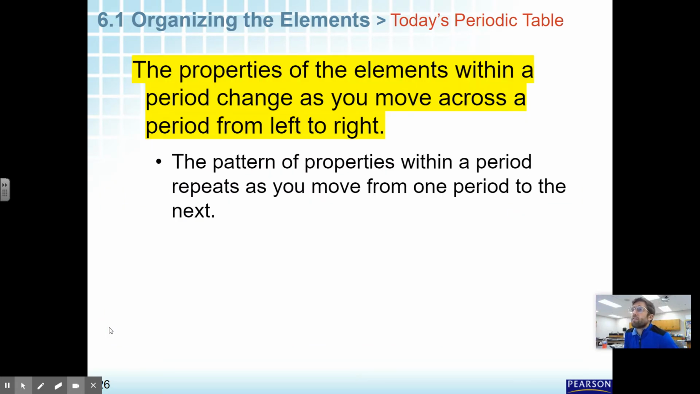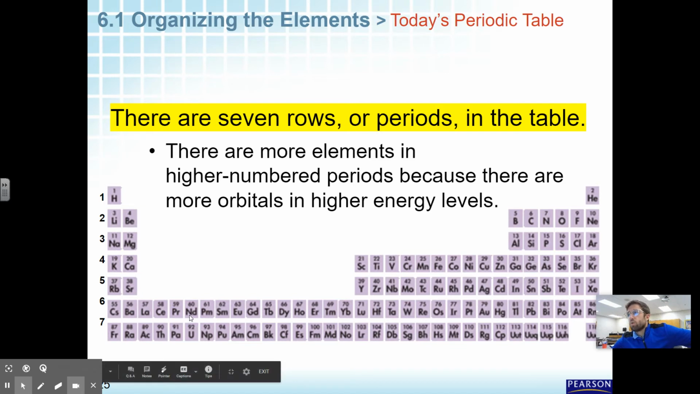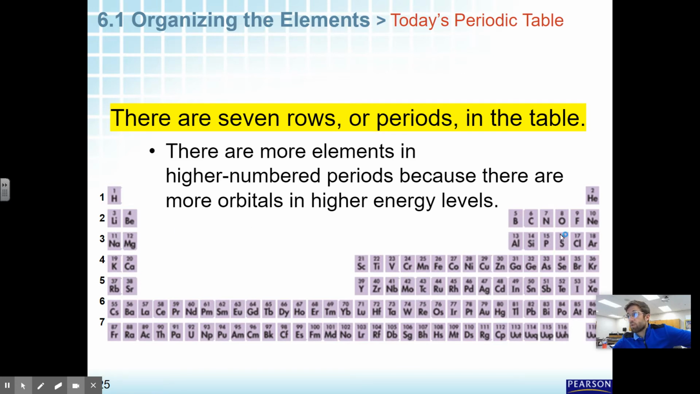The properties of the elements within a period change as you move across the period from left to right. So if you go back and look at this periodic table or any periodic table, the properties of sodium are vastly different than the properties on this side, such as argon, chlorine, and sulfur. Sodium is a metal that reacts with a lot of stuff, water, whatever, and it's an alkali metal. It's cut easily with a knife.